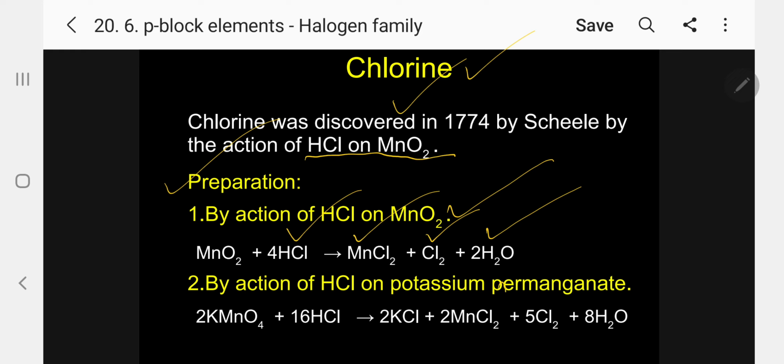The second, the most important method, is by the action of HCl on potassium permanganate; we can also get chlorine. 2 moles of potassium permanganate plus 16 moles of HCl react to produce 2 moles of KCl, 2 moles of MnCl2, 5 moles of chlorine, and 8 moles of water. Please follow.